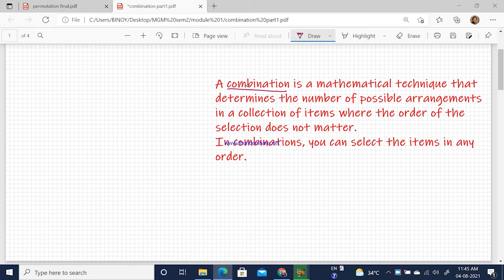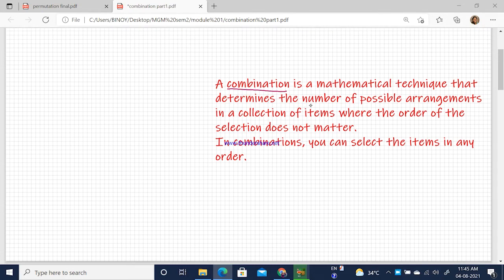So, combination is a mathematical technique similar to permutation, which determines the number of possible arrangements in a collection of items. You are given a collection of items and you need to find the number of possible arrangements where the order of the selection does not matter. That order of selection does not matter is the key point to think about in combination.